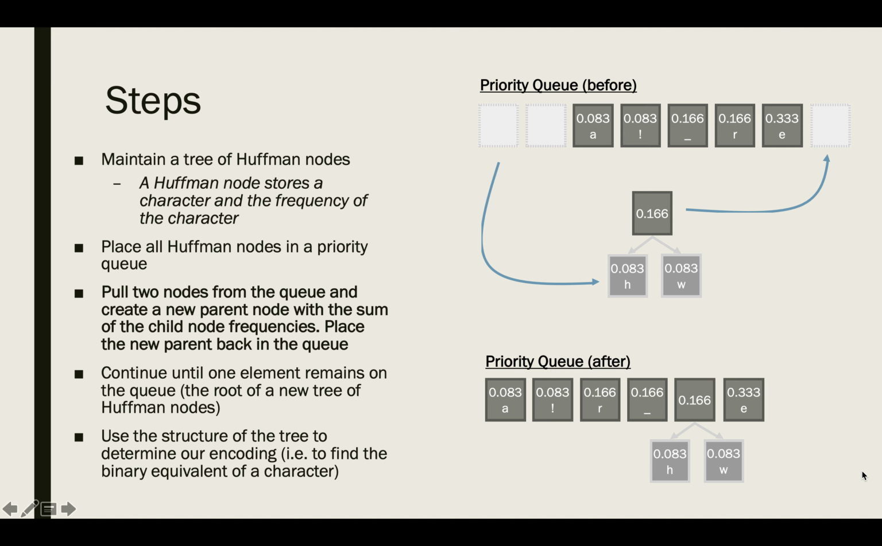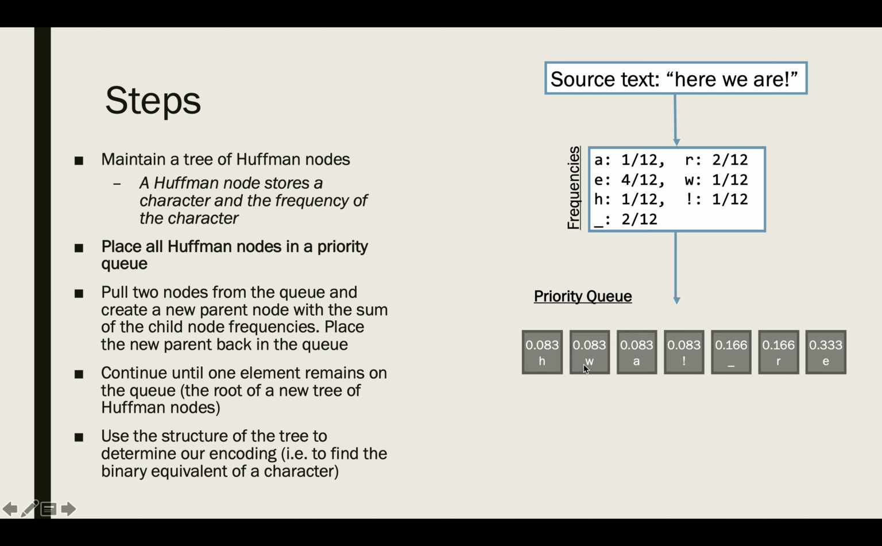And the shape of that binary tree is going to help us determine what the binary equivalent of a character should be using this encoding. So what we'll do is we'll pull out the two smallest elements from the priority queue. So if I come back here, that would be H and W. I could also choose A and exclamation here. These are all the same, but I'm just going to pick out two here visually.